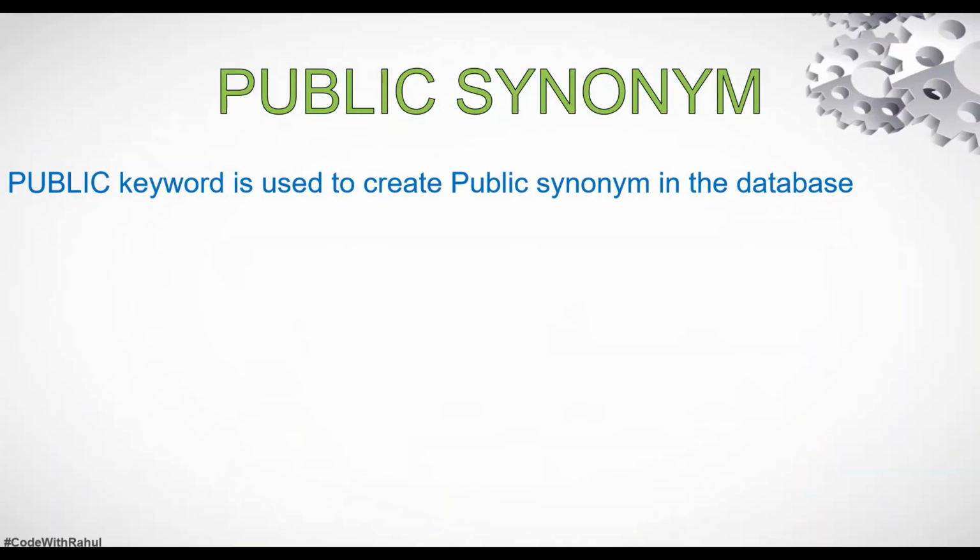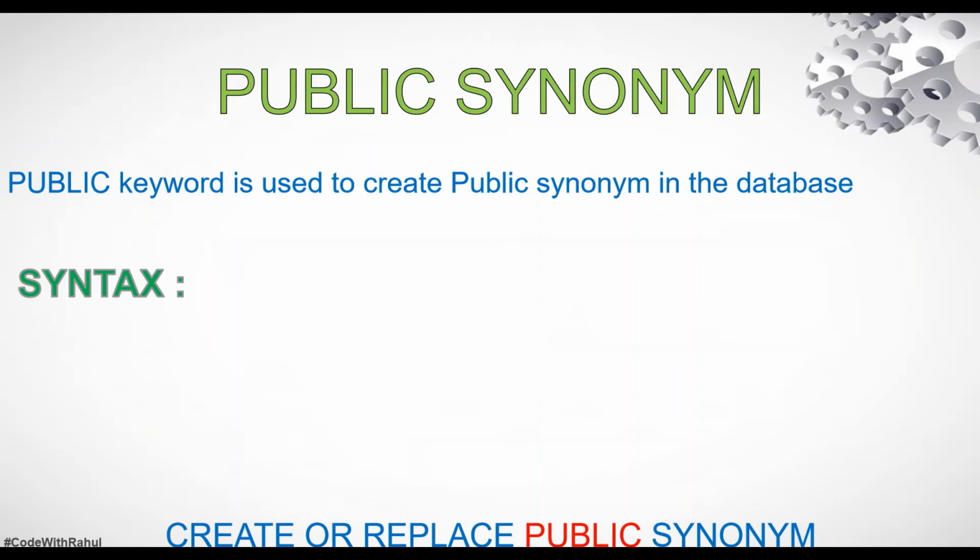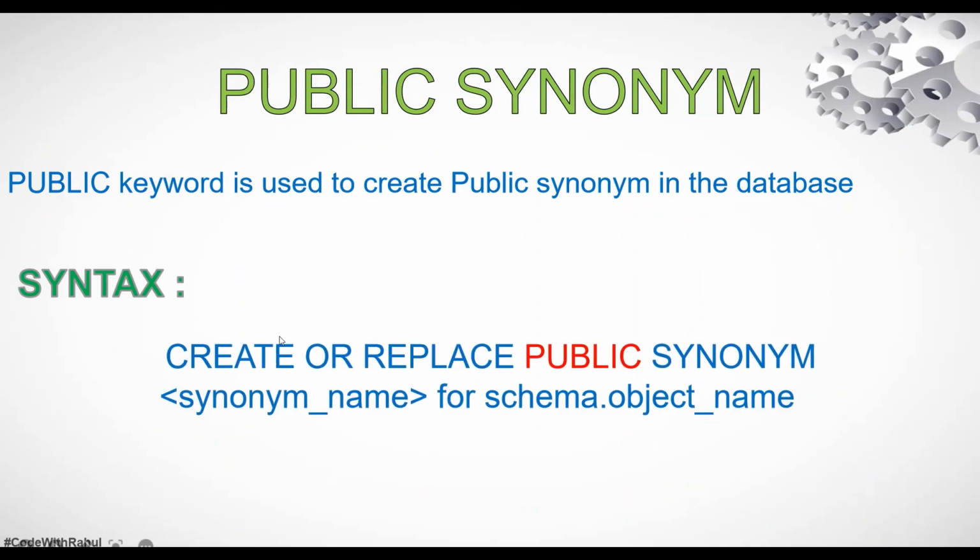Next is public synonym. The public keyword is used to create a public synonym in the database. You can see that each and every keyword is the same; we can just use public as well. Whenever we use the public keyword, it will create a public synonym. A public synonym means we will be able to access that synonym from other schemas as well.